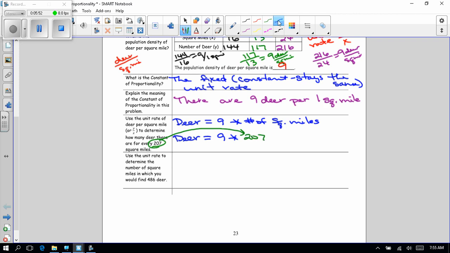So how many deer would I have? 9 times 207. I should expect 1,863 deer in that big park. All right. Well, let's suppose we're at a different park.